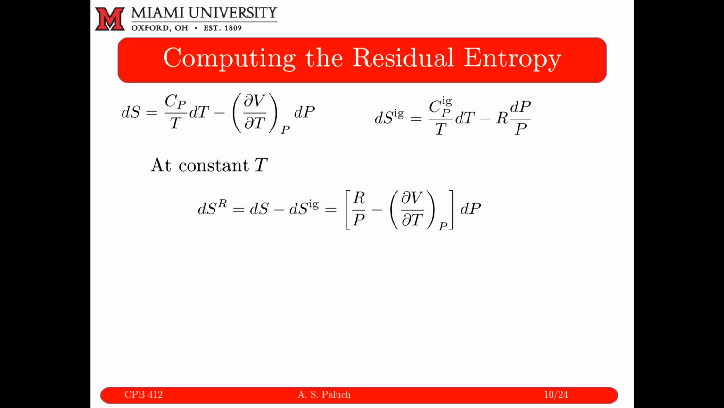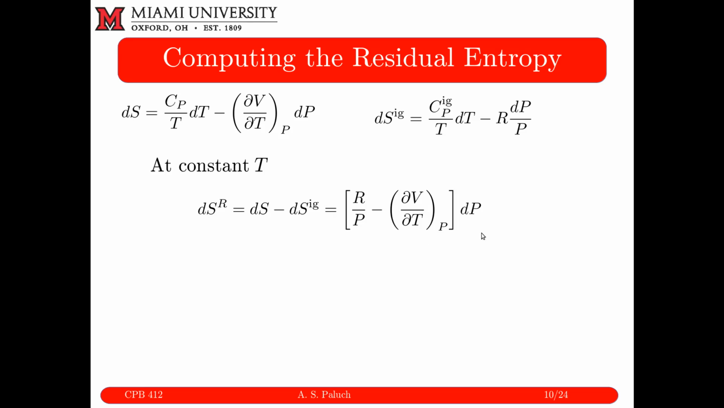Okay. So at constant T, this term dies, as does this. So we're left with this term minus this term. And so rearranging to get rid of that negative sign, I rewrite it as R over P minus dV dT at constant P, dP. So the differential of my residual entropy at constant T is equal to this.